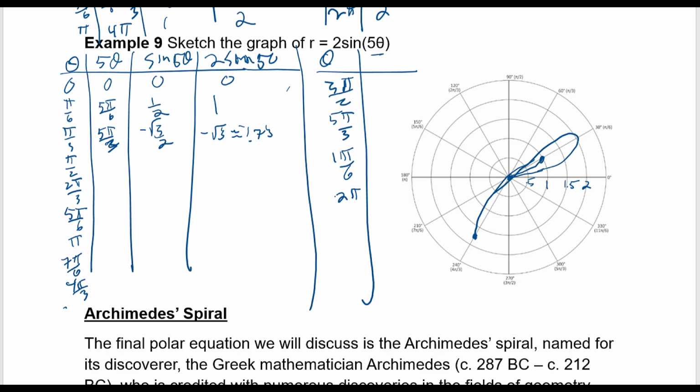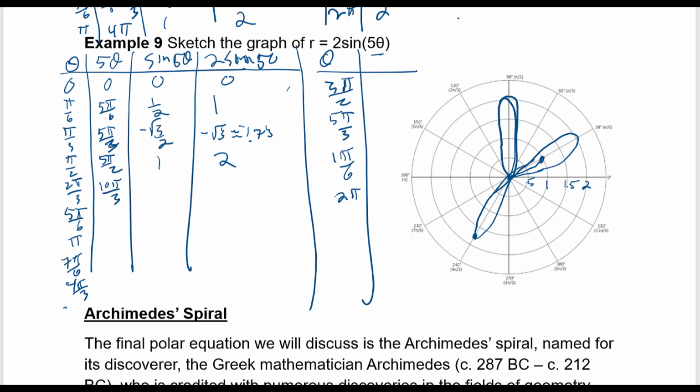So pi over 2, 5 times that's 5 pi over 2. Sine of 5 pi over 2 is 1, so we get 2 out of that. So it's going to be shooting up to here. Shooting up like that.